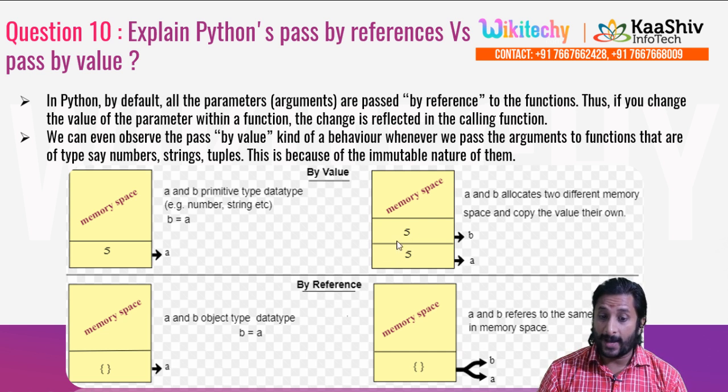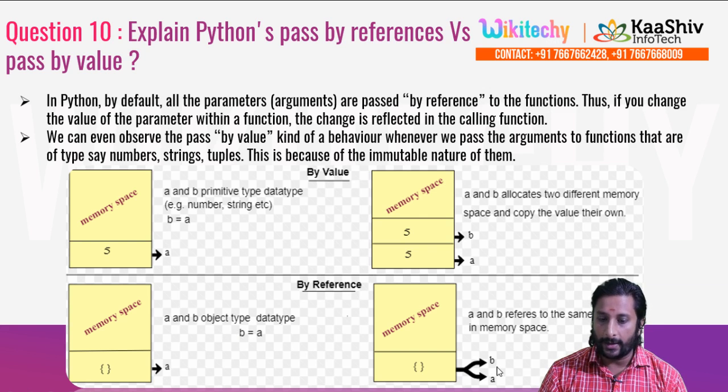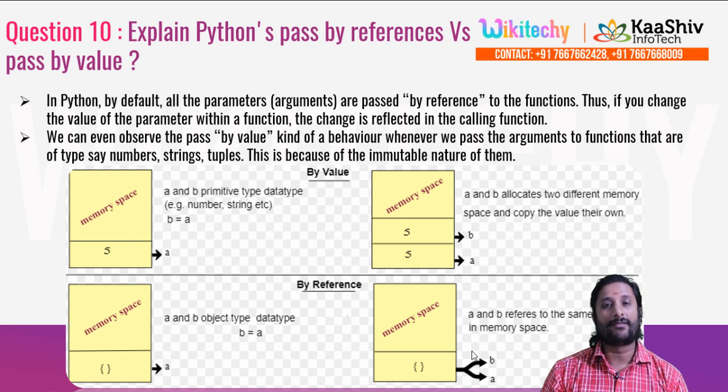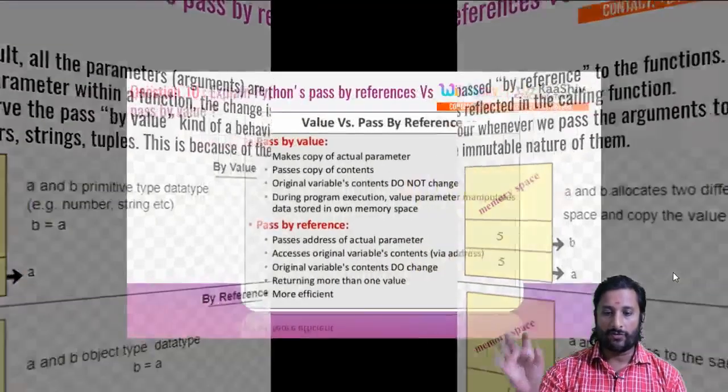Over here this is pass by value. A and B allocate two different memory spaces and copy the values to their own. So this is how pass by value works. Over here, if it is pass by reference, A and B are automatically data objects referencing the address which holds A's value. A's address is here, A's value is here. If you put A is equal to B, automatically A and B data types are referencing this particular address. This is how pass by value and pass by reference work.